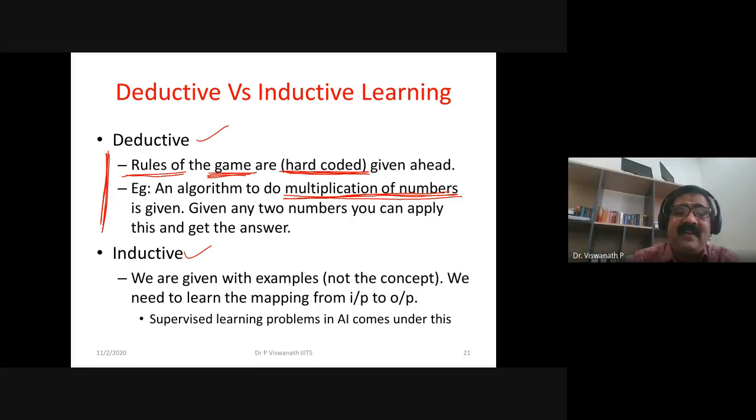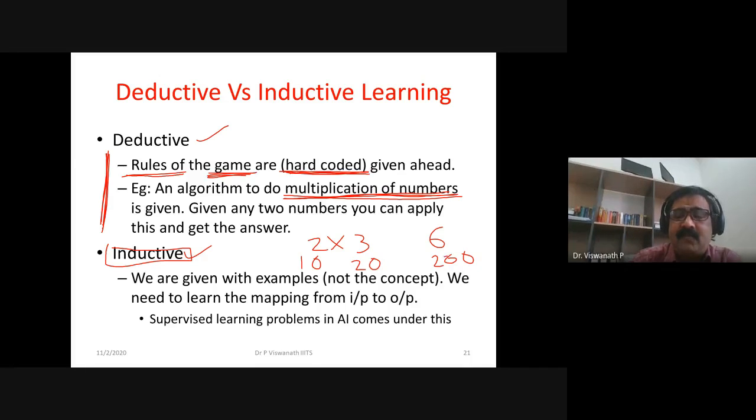Whereas the other kind of learning, which is more interesting, is called inductive learning. Inductive learning means here we are going to give examples. For example, I will give one example saying that if I give 2 and 3, the output has to be 6. If I give 10 and 20, the output has to be 200.